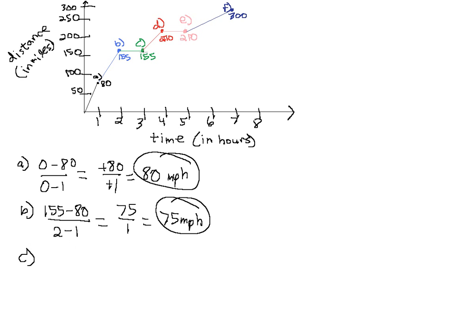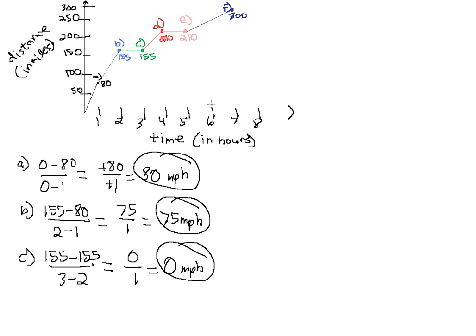Okay, let's find out about the green section. This seems pretty intuitive, but let's go ahead and do the math. We have 155 minus 155, so we didn't go anywhere, but we spent an hour, so 3 minus 2. So maybe he was just sitting somewhere, taking a break, grabbing some coffee. 3 minus 2 is 1, so he went 0 miles per hour. He went nowhere in 1 hour.